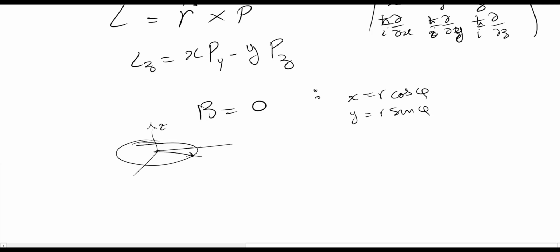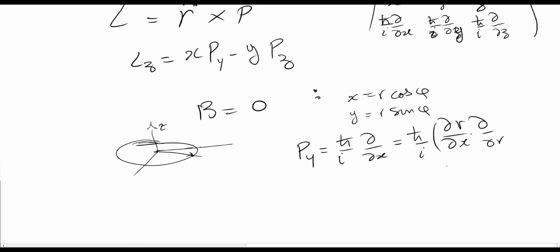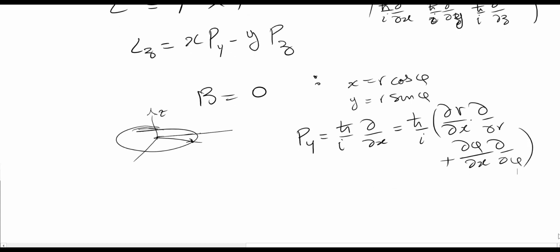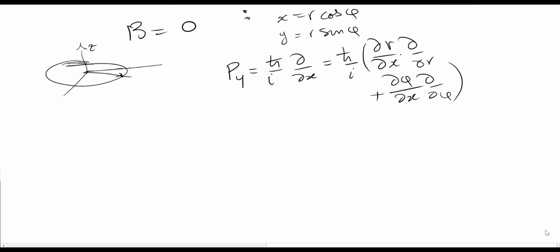If not, then we just do the full-fledged derivation, which means that py, remember, which I wrote as h bar over i times the partial derivative with respect to x, is going to be written now in polar coordinates as h bar over i times the derivative of r with respect to x times the derivative with respect to r, plus the derivative of phi with respect to x times the partial derivative with respect to phi. I did not want to do this, but just to give you an idea of how this converges, how you write this one here so that you can get the correct answer.